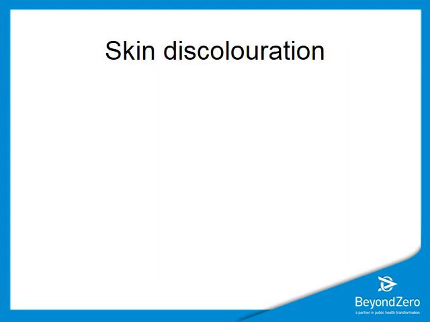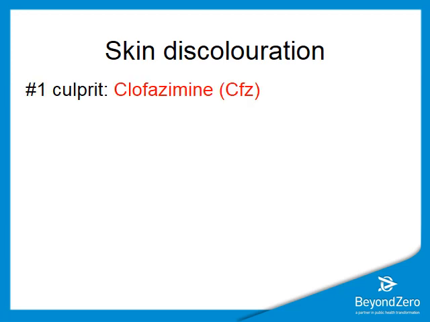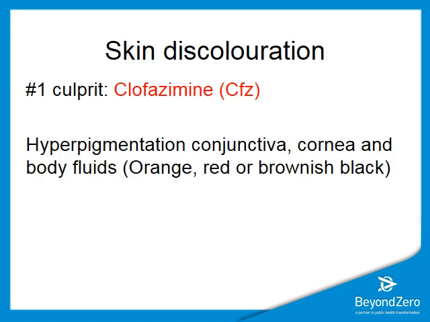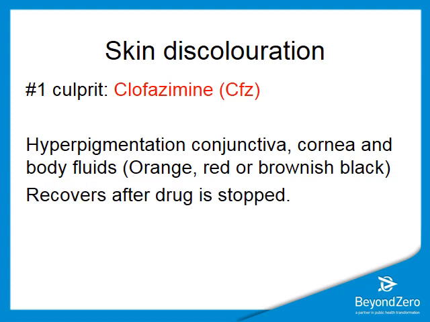Skin discoloration is something we're going to see more and more now that we have clofazimine in our new regimen. So if you think of clofazimine, you need to think orange. And it can pigment the conjunctiva, the cornea, it can pigment body fluid. We say orange, it can be a reddy color or a brownish black color, depending on what the person's underlying coloring already is. And of course, this can be very stigmatizing and very concerning from the patient's point of view.